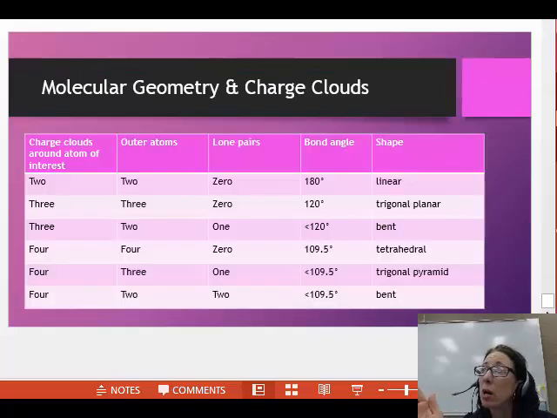Looking at our molecular geometry table, we see that the molecular shape is linear and the bond angles are 180 degrees.